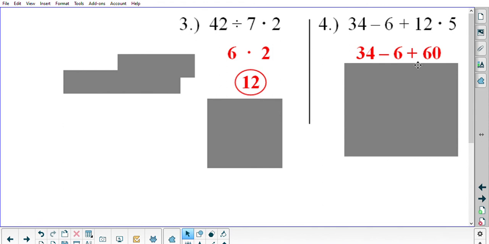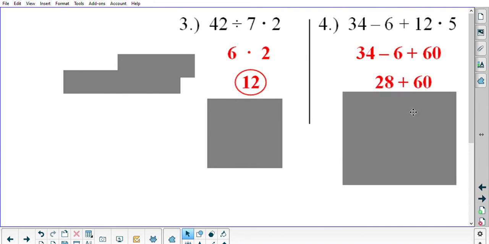Well, there is no more multiplication and division. So now we're looking at addition and subtraction, going left to right. Who's further to the left here with the addition and subtraction? Well, it's the subtraction. So 34 minus 6 gives you 28.